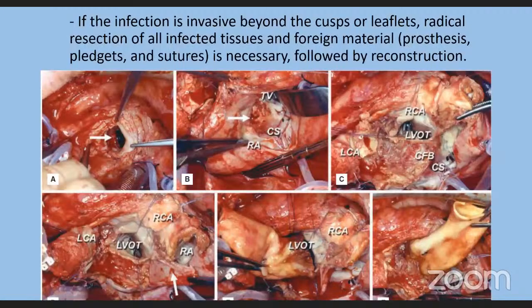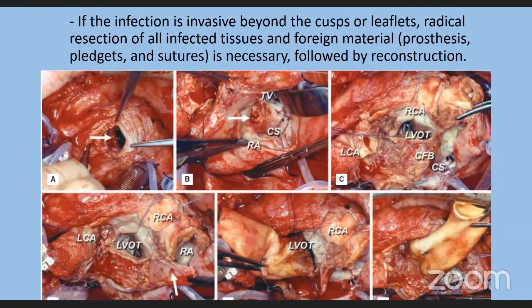So if the infection is invasive beyond the cusp or leaflets, radical resection of all infected tissue and foreign materials, prostheses, bridges, and sutures is necessary, followed by reconstruction. As you can see here in figure A, this is a prosthetic valve with a vegetation around the sewing ring. This is the same patient with a perforation to the right atrium at the arrow sign. After debridement, we can see destruction in the location of the AV node involving the right atrium.